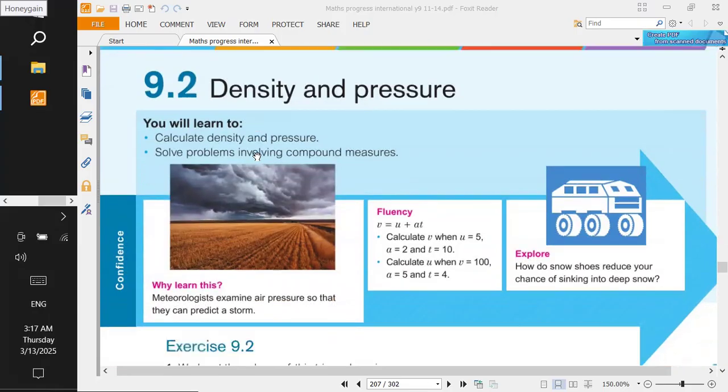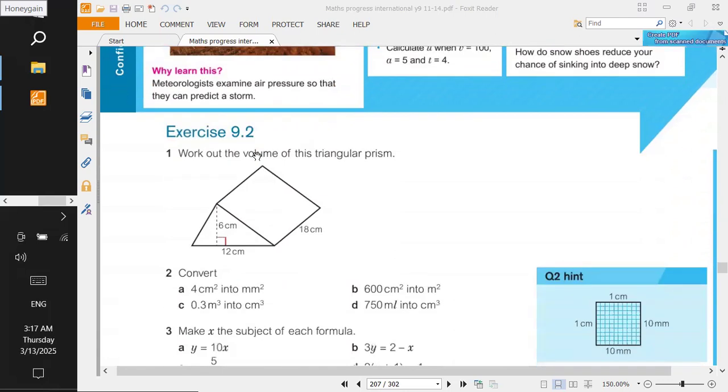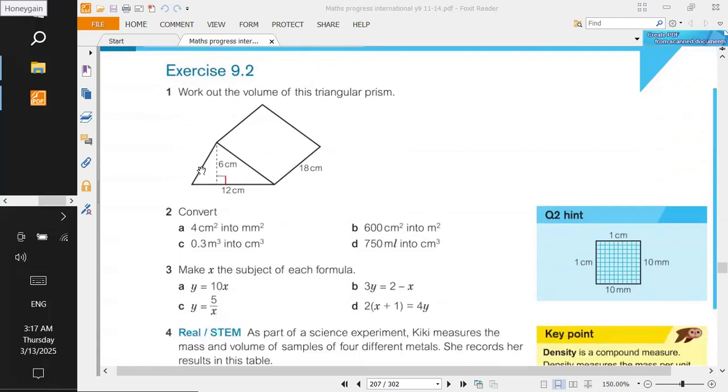Density and pressure. Now in density and pressure, you need to understand some of the stuff that you took before, like the volume of a triangular prism. To find the volume of a triangular prism, you find the area of the triangle, which is the cross section, and then multiply it by the length of the triangular prism. The area of a triangle is half base times height. So this is the rule of the area of a triangle. Half times base times height, or you write it like this, half base times height. This is the area of the triangle. And then you multiply it by the length of the prism.